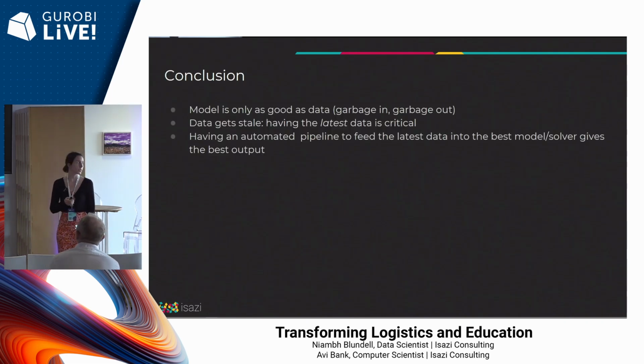So this is the conclusion for the general presentation. Basically we've seen that data is one of the biggest challenges, and the model is only as good as what you've put into it, basically garbage in, garbage out. Having the latest data is critical to make sure you're dealing with the latest situation, and that's why having an automated pipeline to feed the latest data in so you can get the latest solution is very important. Thank you, that's it.